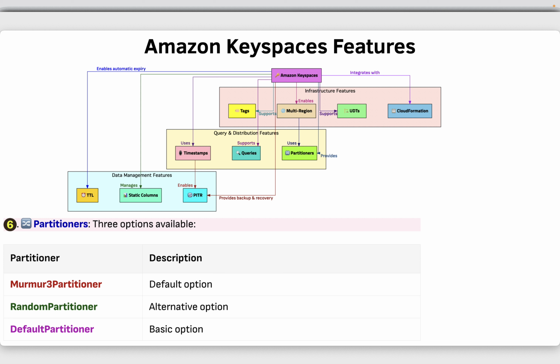Partitioners. Amazon Keyspaces provides 3 partitioners: the Murmur3 partitioner, which is the default, a random partitioner, and the default partitioner. You can change the partitioner per region at the account level using the AWS Management Console or Cassandra Query Language.